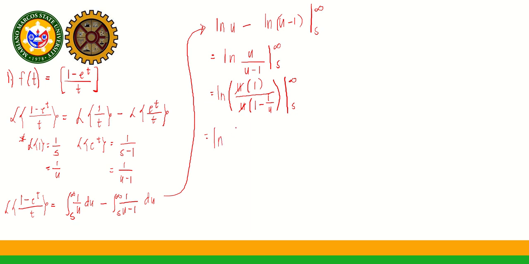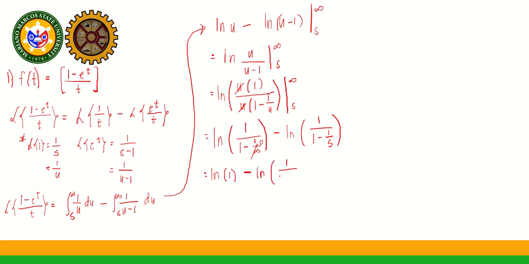So this will be equal to ln of 1 over 1 minus 1 over infinity. And we all know that 1 over infinity is 0. Tapos, minus ln of 1 over 1 minus 1 over s, being the lower limit. So, this will become 1 over 1 minus 0. 1 over 1 is 1. And ln of 1, natural logarithm of 1, minus ln of 1 over 1 minus 1 over s. ln of 1 is equal to 0. So, we are left with this.